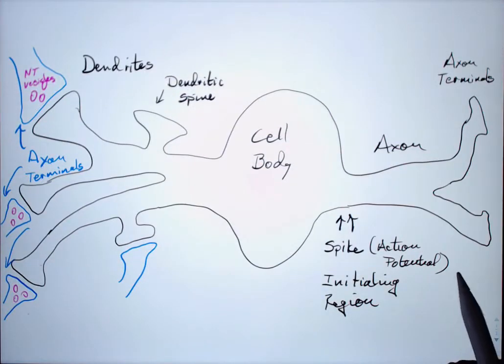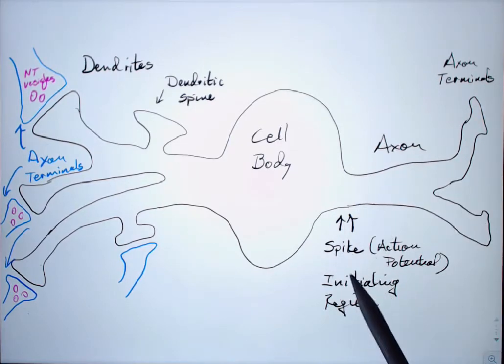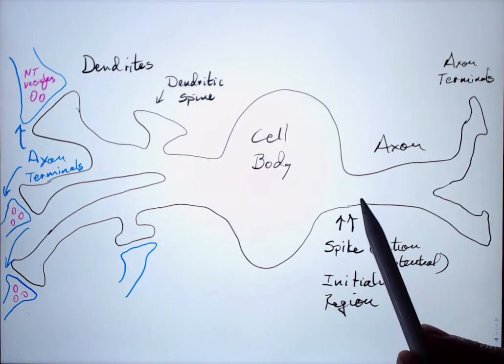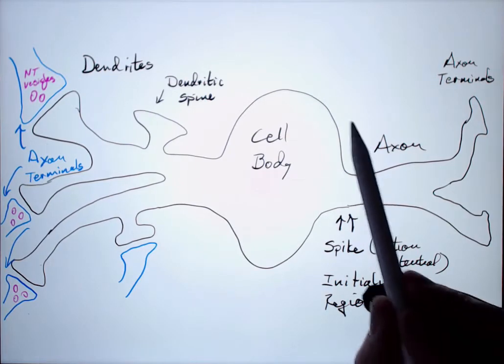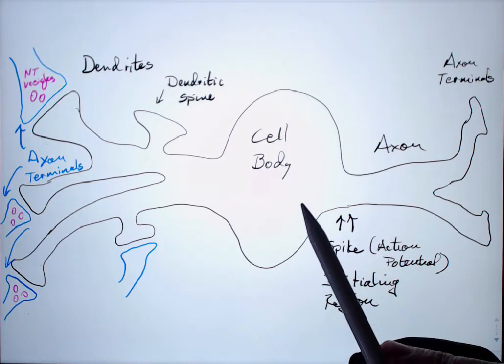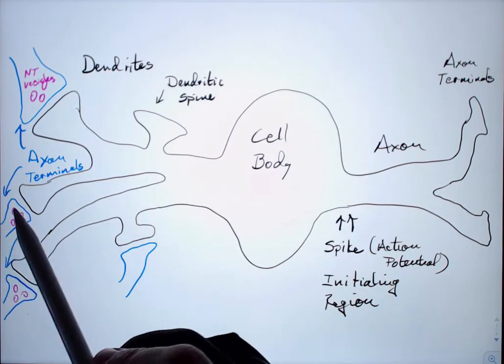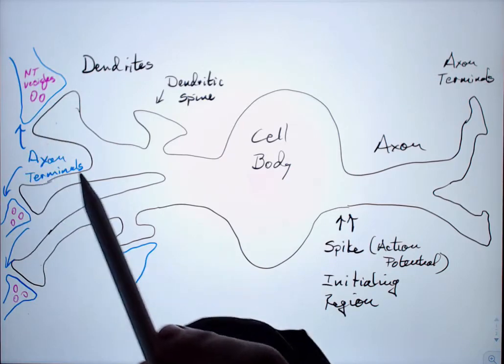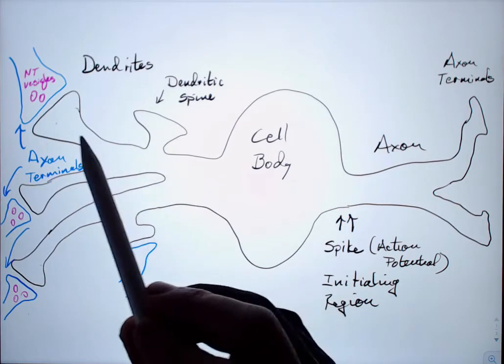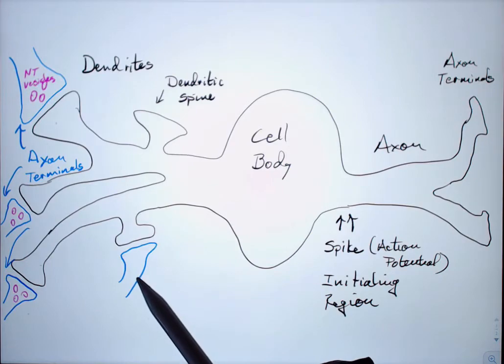To orient you, I've shown a neuron here with the axon terminals at the end where neurotransmitter would be released to the target postsynaptic neuron, the axon with the spike initiating region where we need to get enough charge to start an action potential, the cell body with the nucleus where messenger RNA is being made, and then the dendrites with axon terminals from the incoming neurotransmitter and dendritic spines. All of these are places where there are synapses.